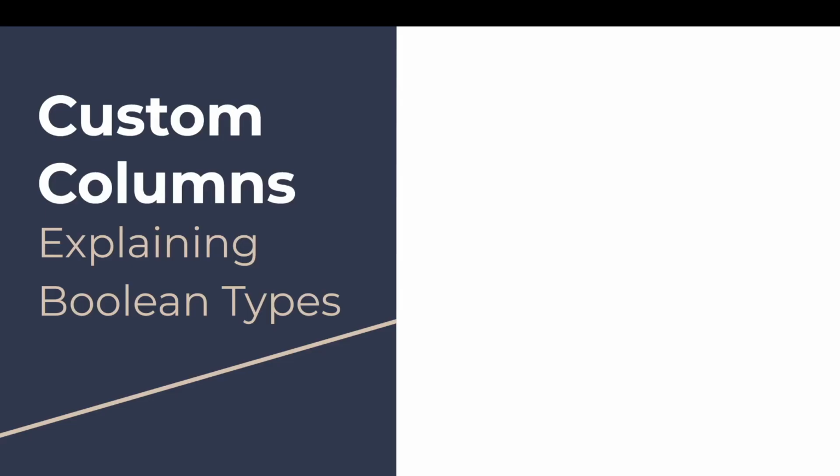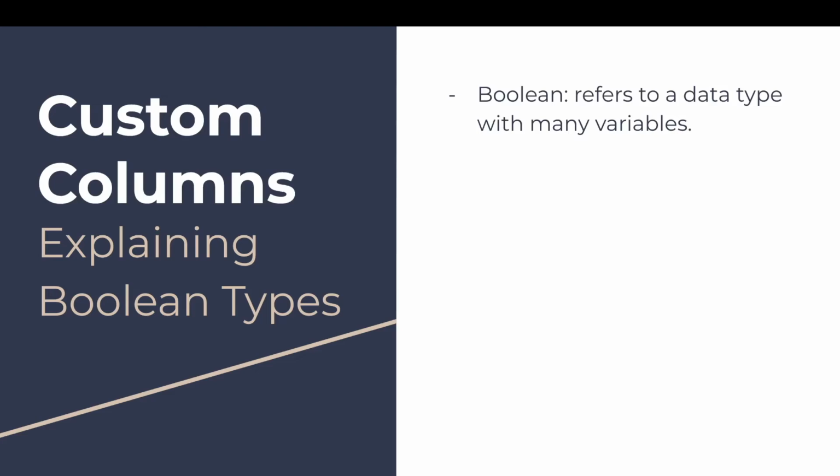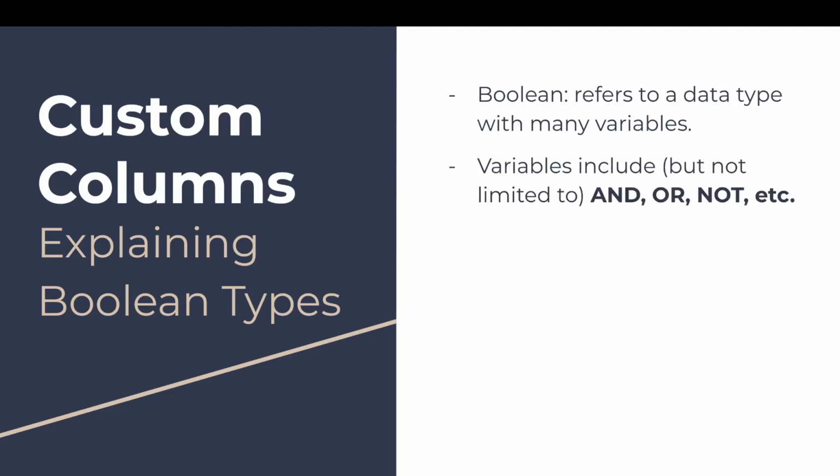The final custom column is the Boolean type. Before we implement it into our network graph, let's talk about how Boolean types function in Onodo. For those of you unfamiliar with the word Boolean, it refers to a data type with many variables. These variables include, but are not limited to, and, or, not, and many others.